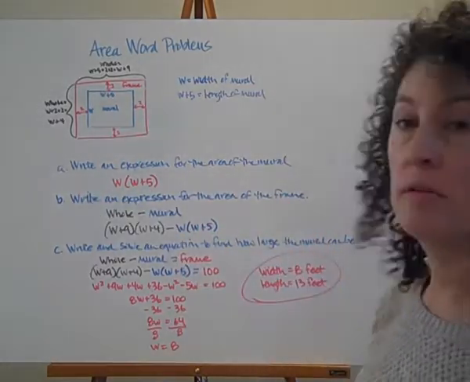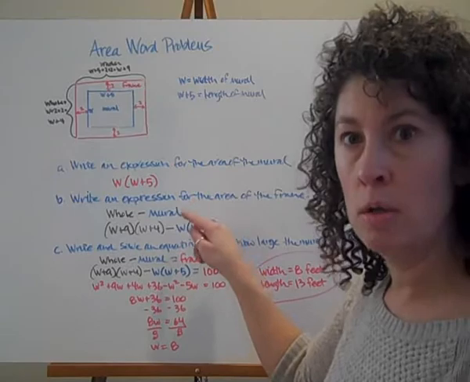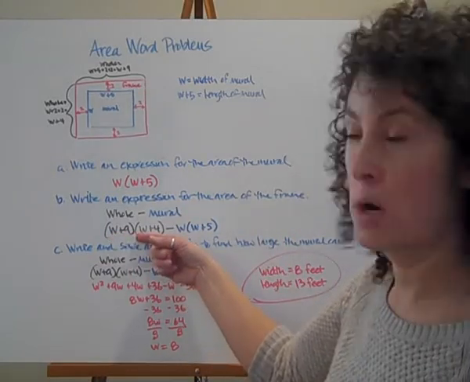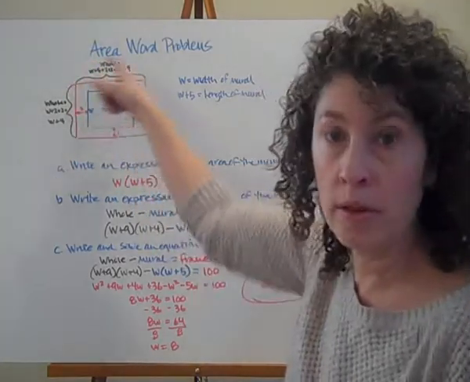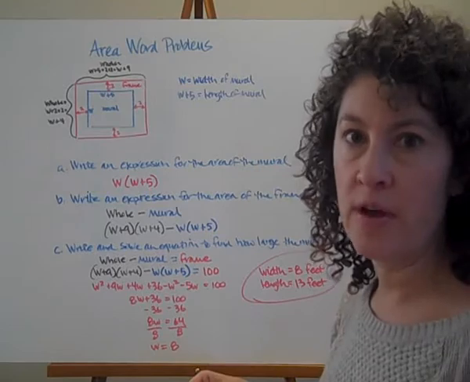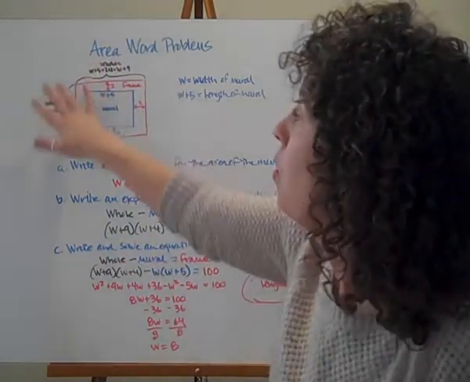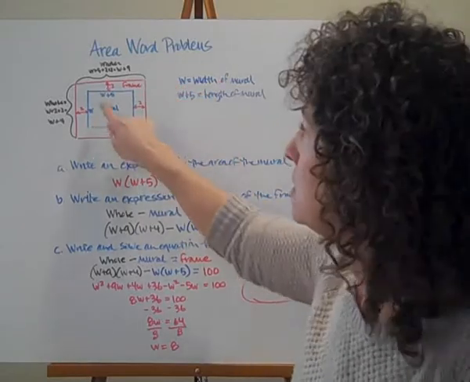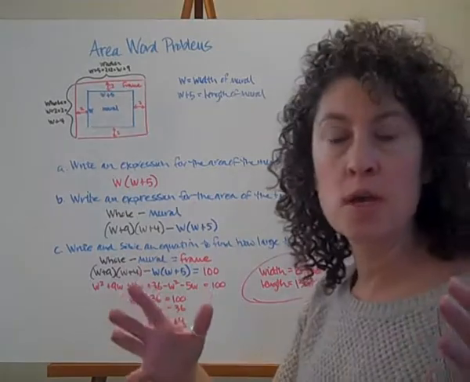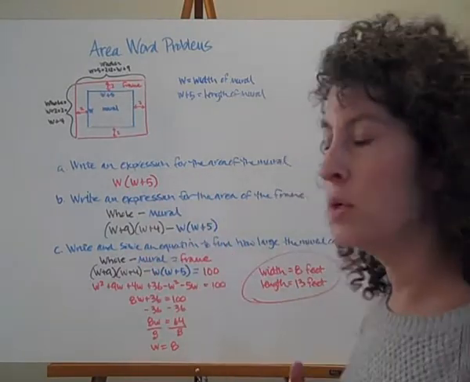So write an expression for the area of the frame. If I do the whole thing minus just the mural, that will give me the area of the frame. So I can do W plus 9 times W plus 4, the whole thing, whole length and whole width, and subtract the area of the mural, which we already said was W times W plus 5. All right, so this is my expression for the area of the frame. The whole thing minus the mural. If I take the mural out, that will just leave me this piece here. When we looked at those geometry problems where they say find the area of just that part, that's what we're doing here.